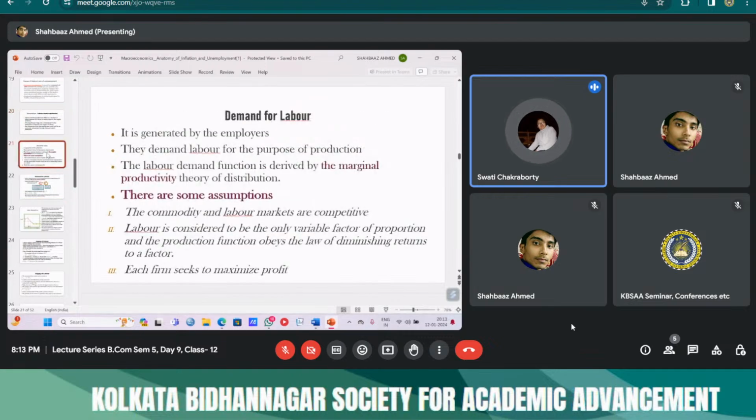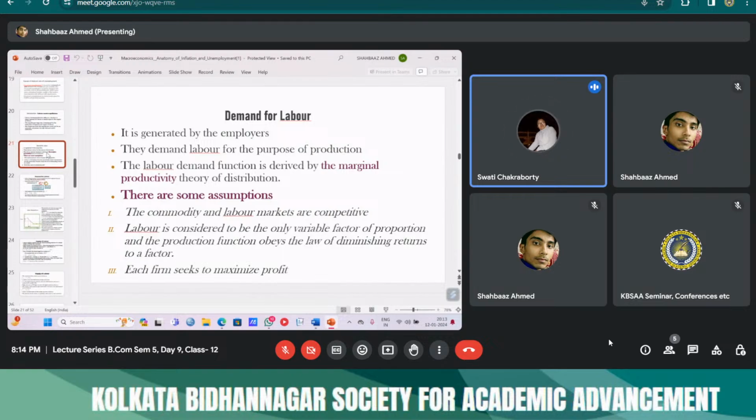Okay, now let's look into the demand for labor. Let's go into more of it. So what will be the demand for labor? That actually depends on the employers. How much labor do they actually want for the purpose of production? So it depends on the employers. Now, how do we derive the labor demand function? It's derived from the concept of marginal productivity theory of distribution. That is something which is studied in microeconomics. And there are certain assumptions which are made.